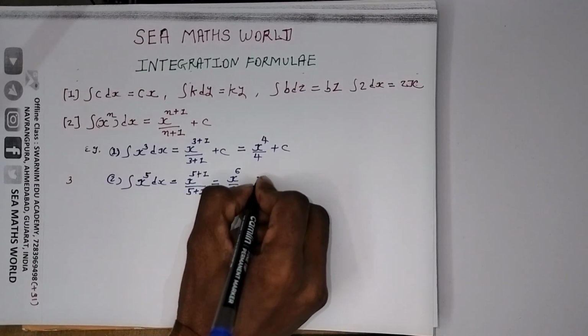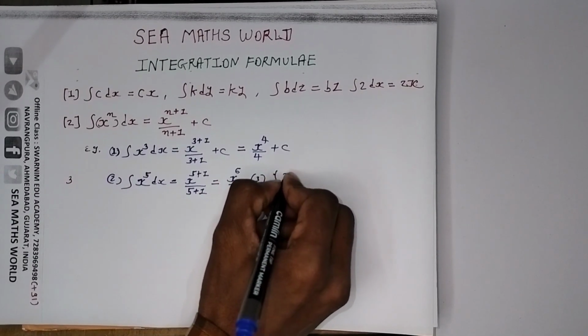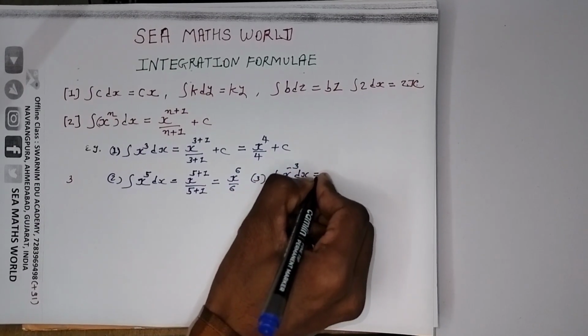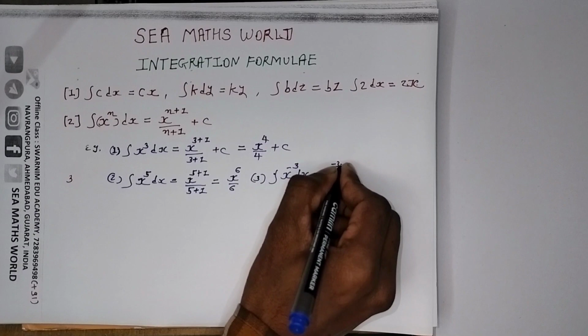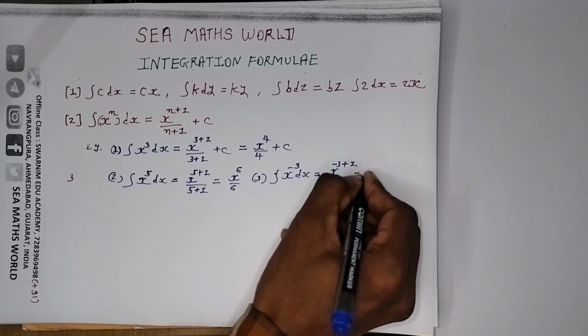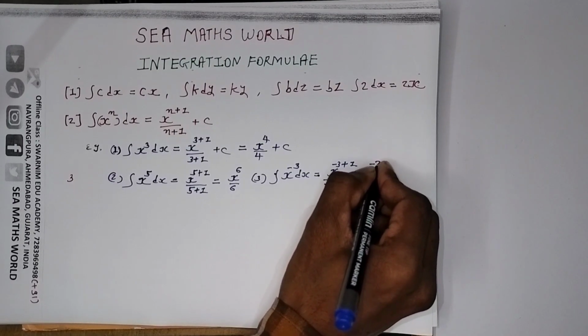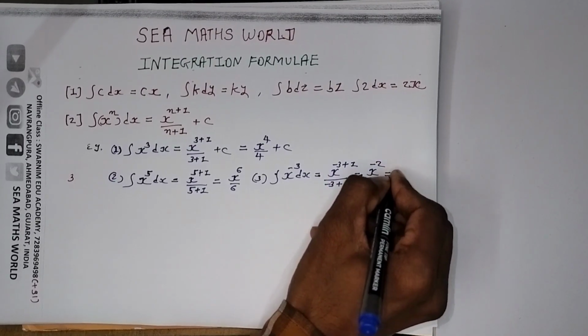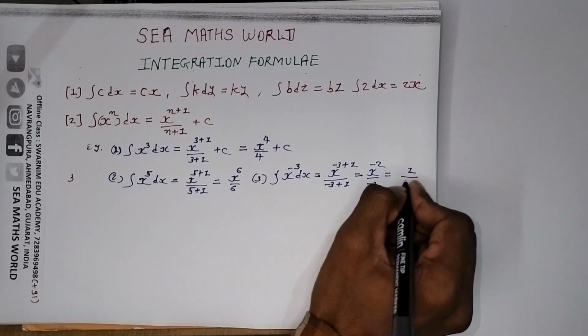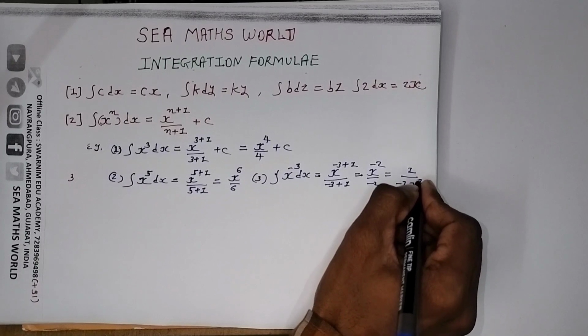One more example. Integration of x raised to minus 3. So minus 3 plus 1, and the same power in the division term. So that will be x raised to minus 2 upon minus 2. If you want to write it in the numerator, then x raised to minus 2 in division will become plus 2. So here, x square.